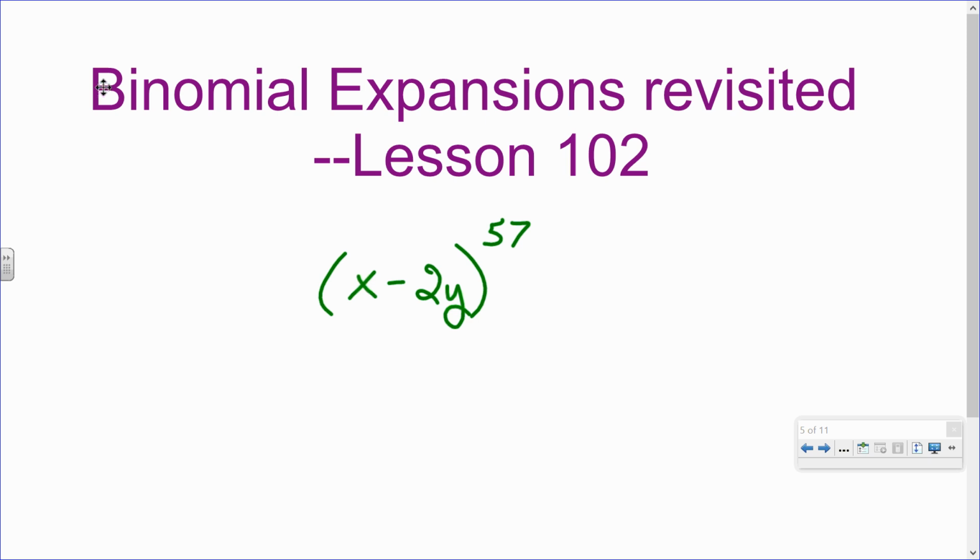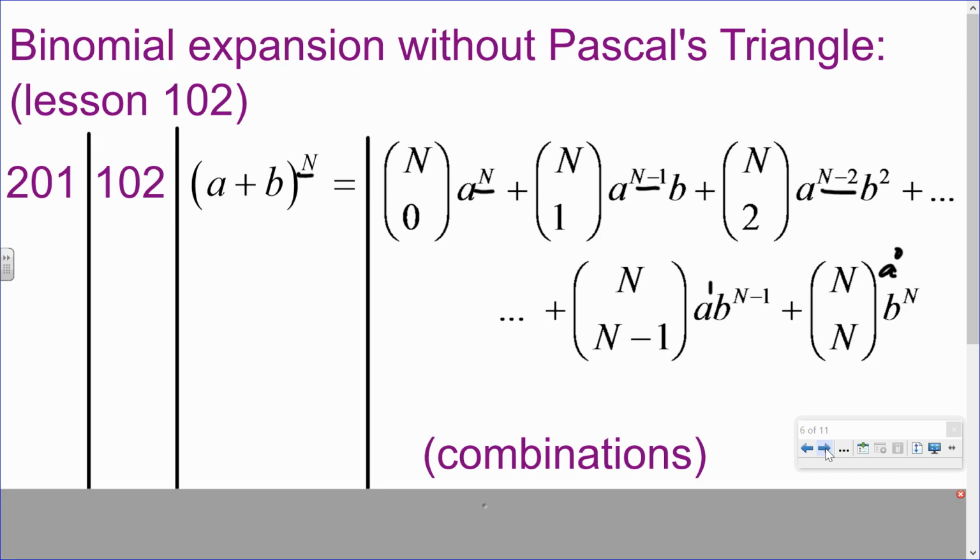So instead I'm going to give you a formula, and this is really a preview of what we would do in lesson 102, but we started adding the problems in now to give you a little bit of extra practice. So here's our formula using combinations to be able to simplify these things.